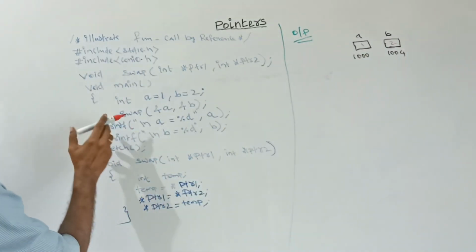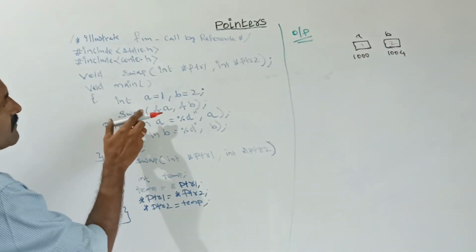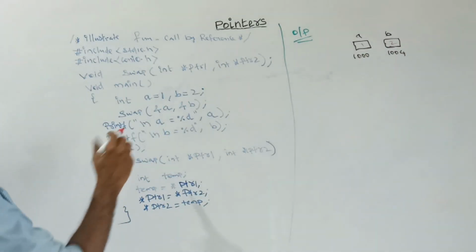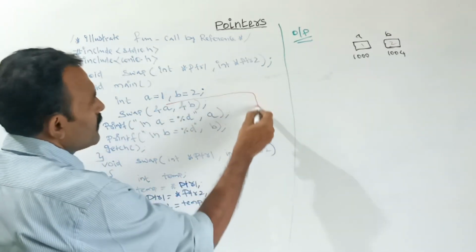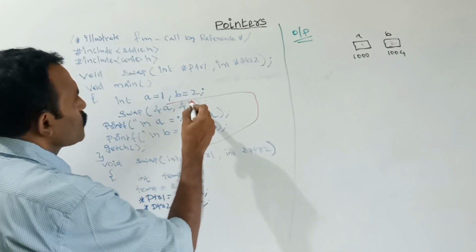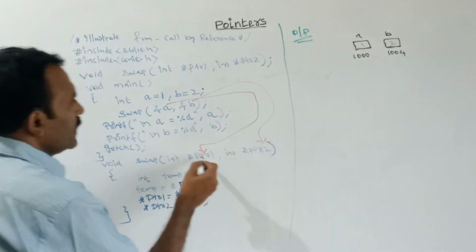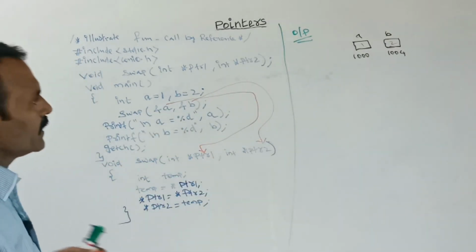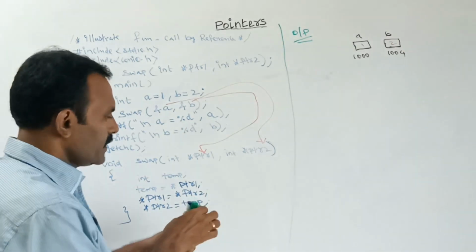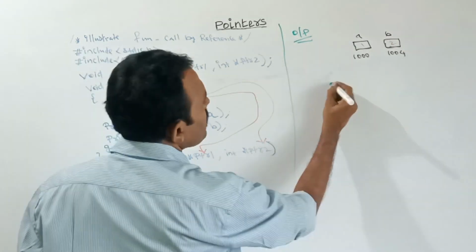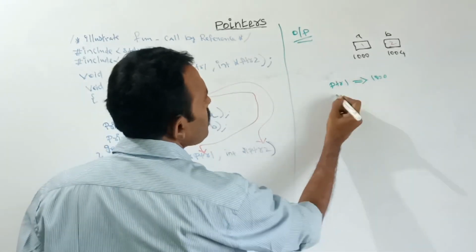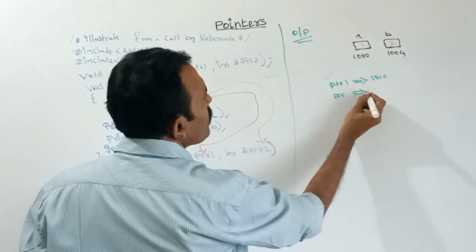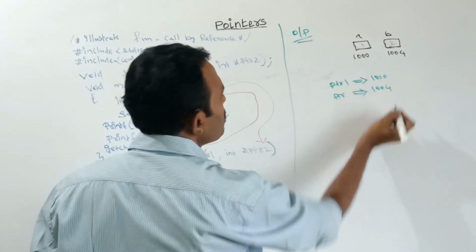Next, I am passing the address of a and b to the function. This is the function definition part. So a's address is stored in pointer 1 and b's address is stored in pointer 2. The pointer variable ptr1 holds the address 1000, and ptr2 holds the address 1004.